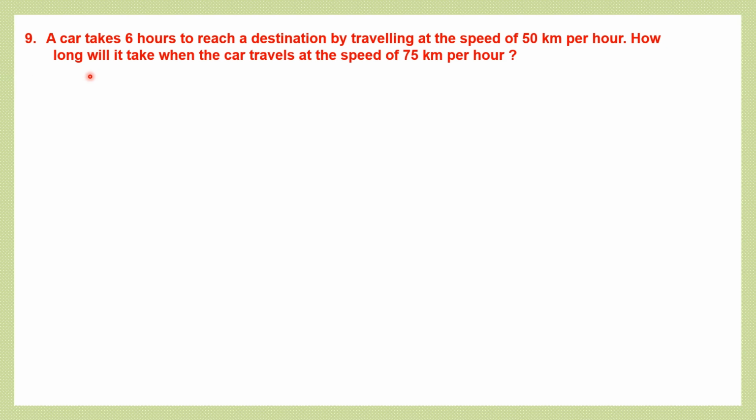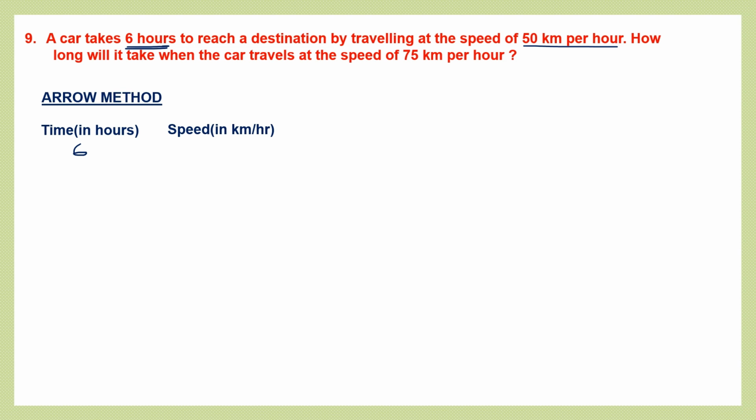Let's do the same thing in the arrow method. So first we will have the two columns. So a car takes 6 hours, so that will be time in hours. And the speed is 50 kilometers per hour, so speed in kilometers per hour. Let's fill in the columns. So time is 6 hours, let's write 6 here. And the speed is 50 kilometers per hour, it's 50. Then we are asked how long will it take, that means the time, so that is x, when the car travels at a speed of 75 kilometers per hour. So this is 75 kilometers per hour.